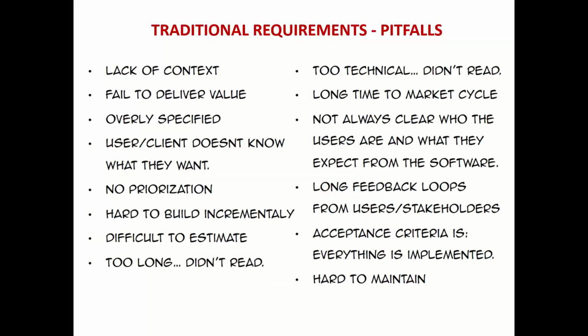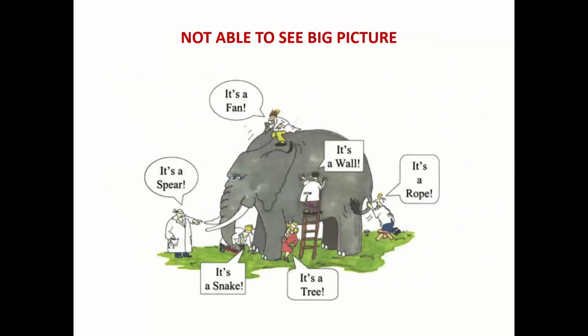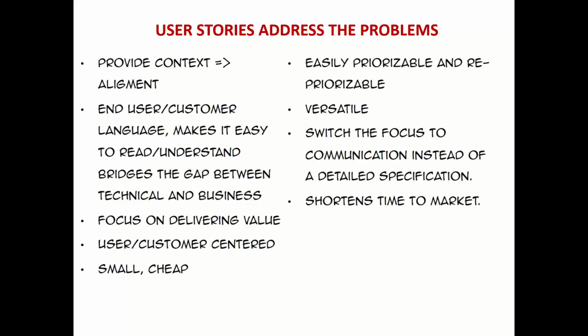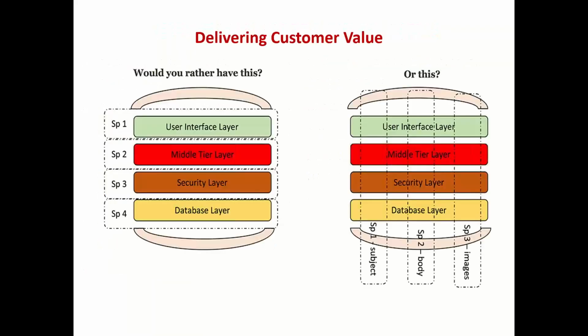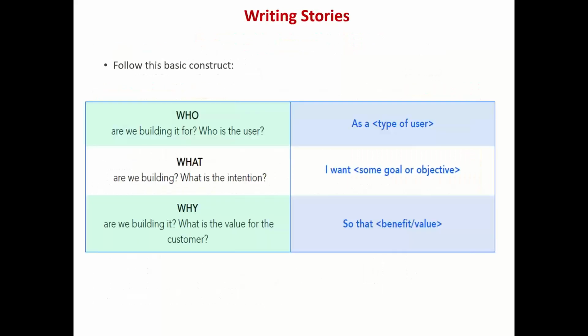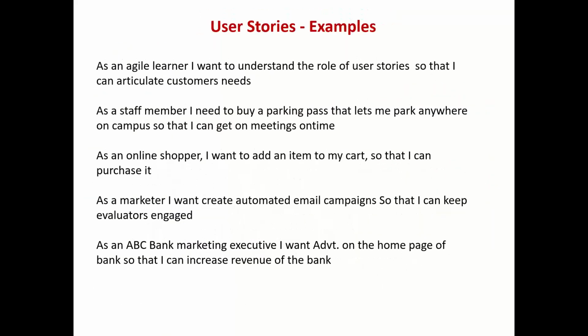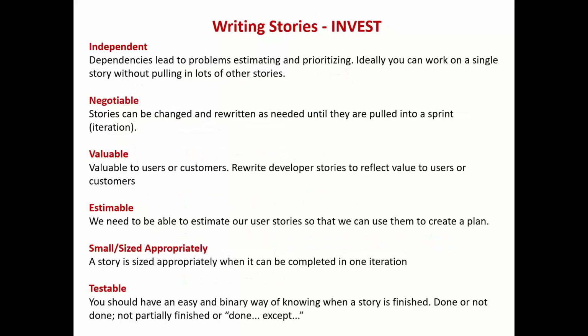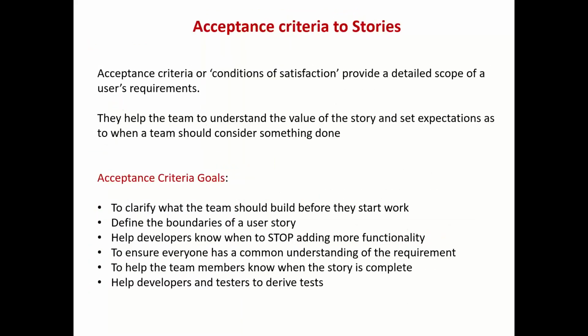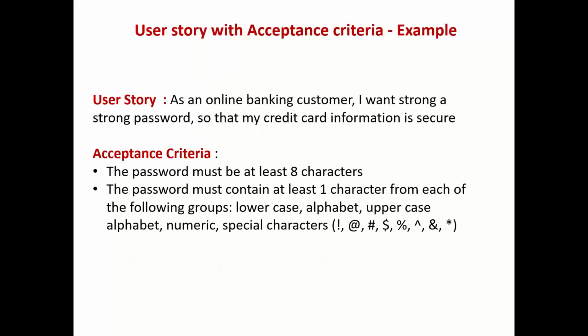Can you please go on mute, everyone? So how does the traditional requirement look? What are its downfalls, and how does the team need to have a bigger picture? And we will go for the user stories and the vertical slices, which will be delivering the value, and who, what, why. What are the guidelines to write user stories? What are some examples? INVEST criteria, 3C criteria, acceptance criteria, and how the acceptance criteria look.